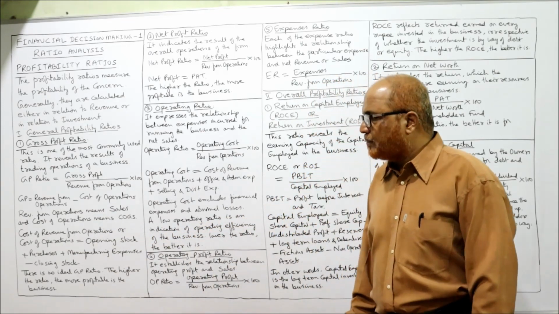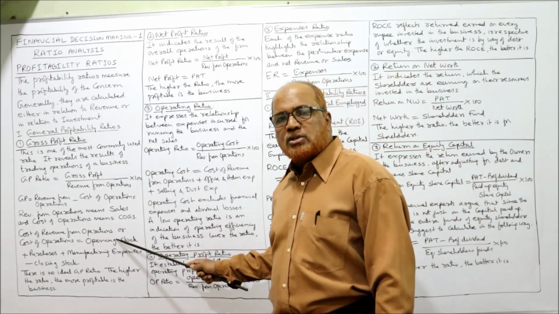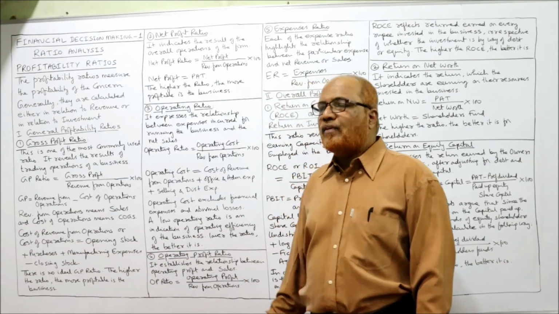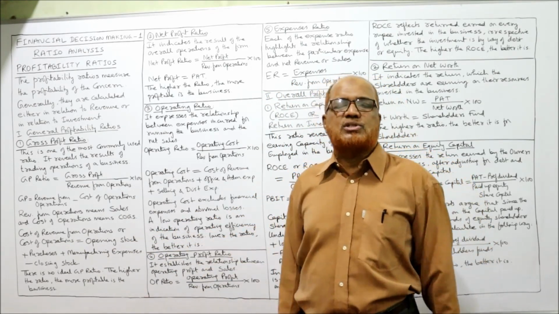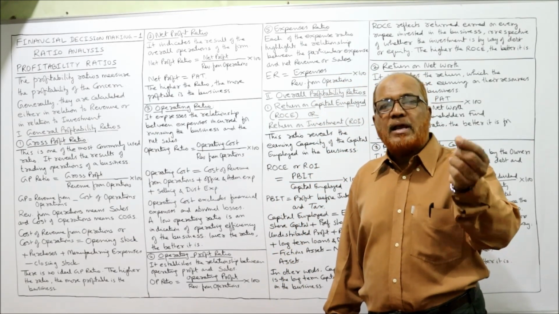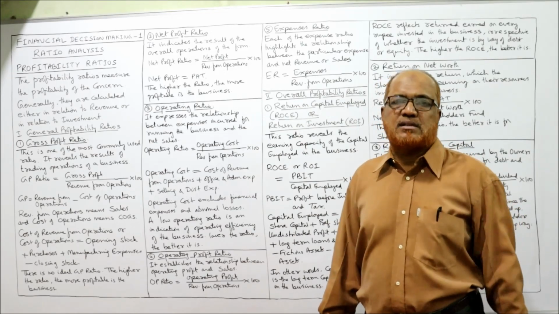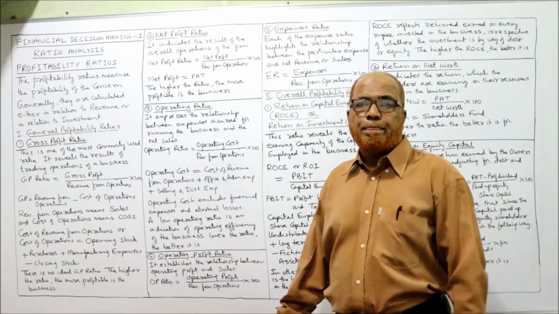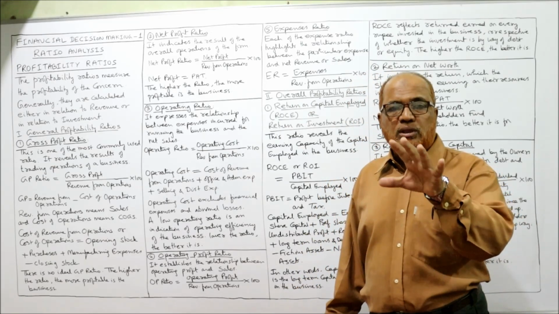Now how to find out this cost of revenue from operations, or cost of operations? It is equal to opening stock plus purchases plus manufacturing expenses minus closing stock. Remember the formula. All the problems are based on the formula.